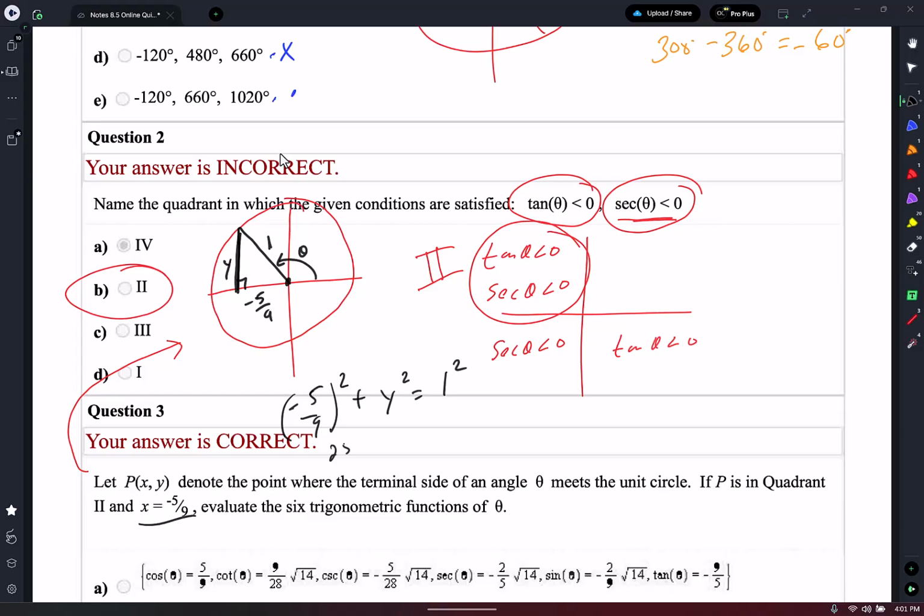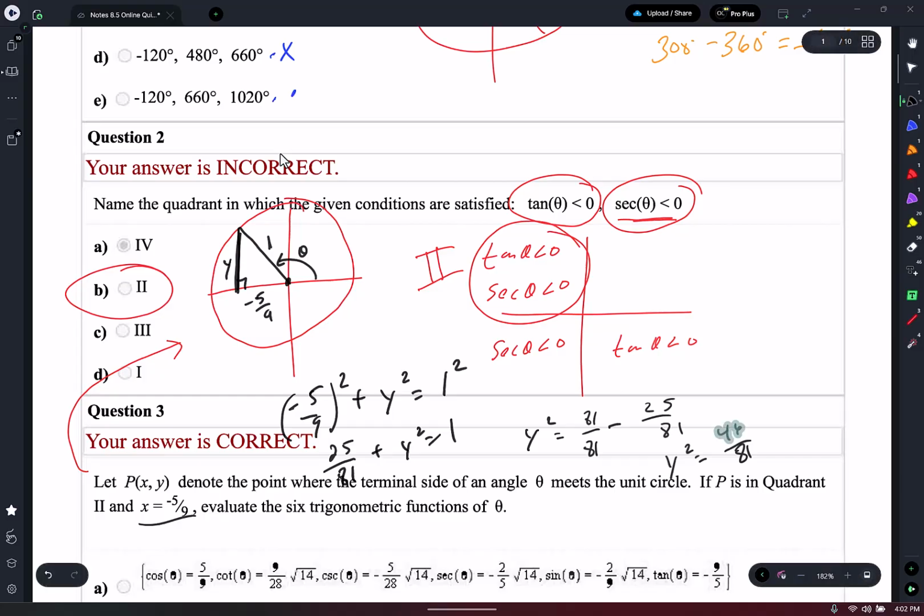So when I square this, 25 over 81 plus y squared equals 1. Subtract it from the 1, so y squared equals 1 minus 25 over 81. Are we still okay? Okay, turn that 1 into 81 over 81, and then you get this. Y squared equals 81 minus 25 over 81. Did I do that right?